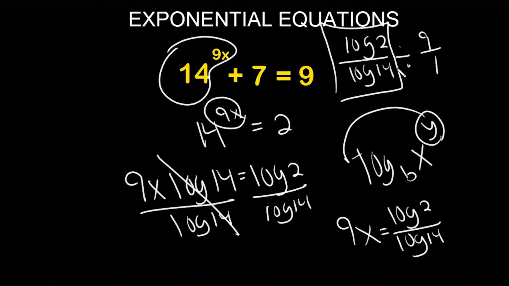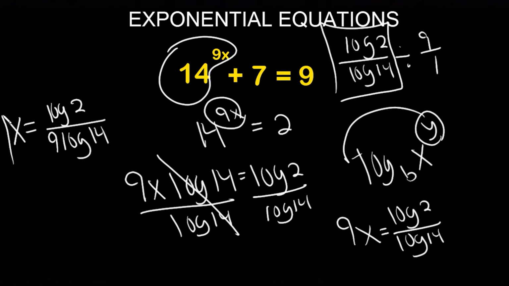So your final answer when you do that is going to be x equal to log 2 all over, again, if you keep, change, flip, you get 9 log 14. Okay, just like that. So you can always write out keep, change, flip to make it a little more obvious, but that's going to be your final answer.